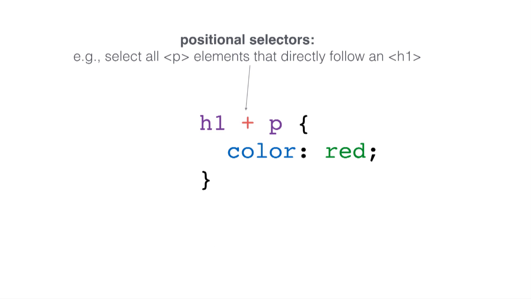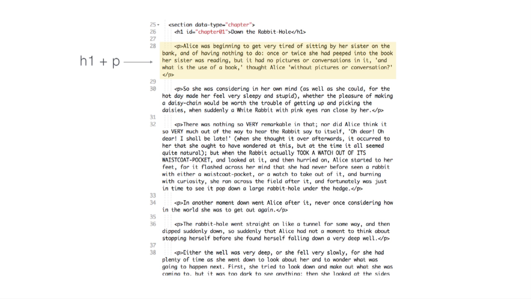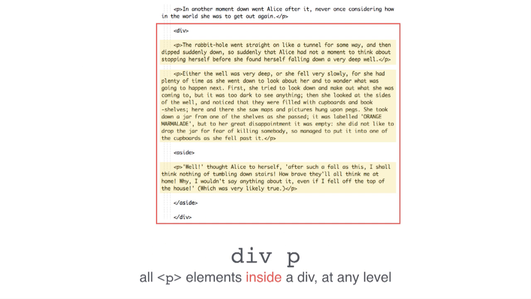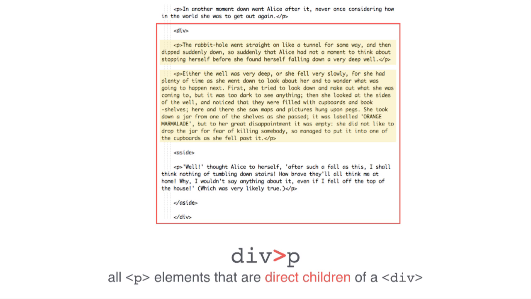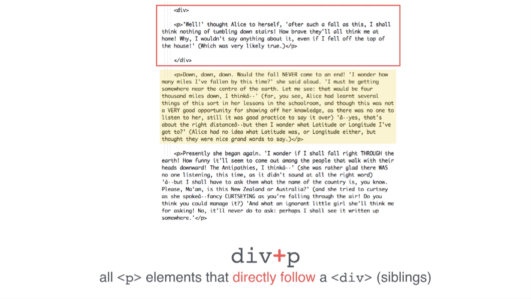You can refine your target by using positional selectors. Combine these symbols with element tags to select based on the positional relationship of your elements to each other. For example, you can select only every paragraph that directly follows a level 1 heading. Or you can select every paragraph that is anywhere inside a div element, even if it's buried within a bunch of other elements. You can select only direct children of an element, or elements that follow a specific element. So here, I'm selecting only paragraphs that directly follow a div element.